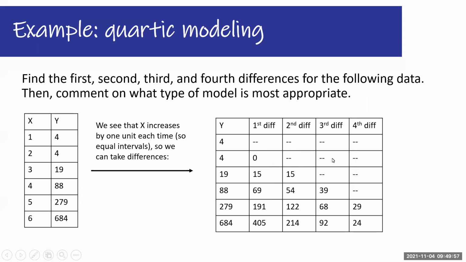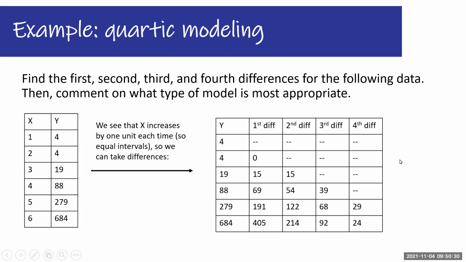For our third differences, we have to skip the first three, and then we're ready to look at our second differences. And those differences are our third. So 54 minus 15 is 39. 122 minus 54 is 68. And 214 minus 122 is 92. And lastly, to get our fourth differences, we're going to skip the first four because we don't have reference points. And now we'll see that 68 minus 39 is 29. And 92 minus 68 is 24. So for our fourth differences, we only have these 2 points.